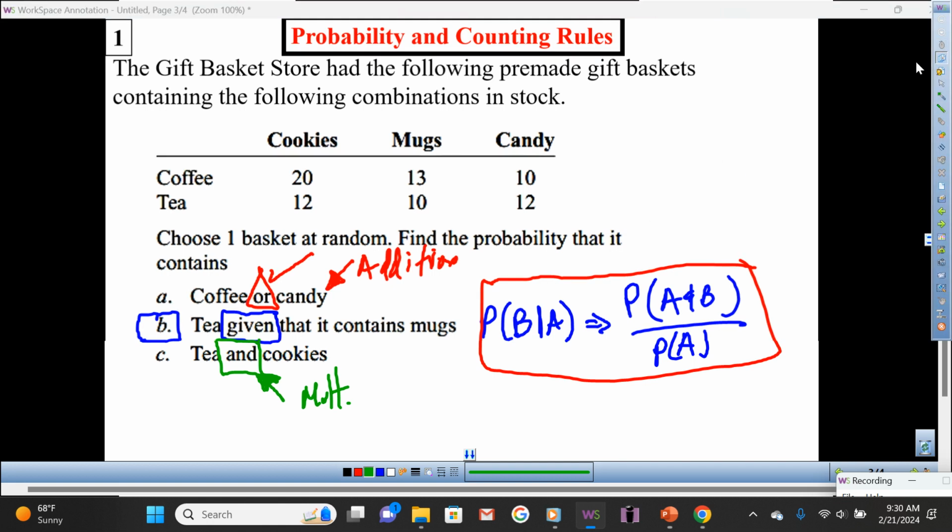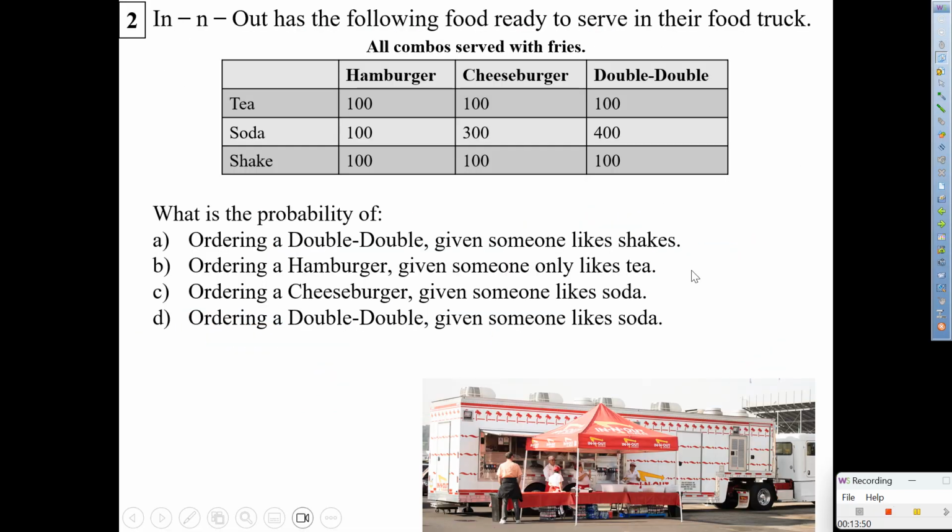Okay. So with that said, let's go to this one. Example 2, right on your paper. It reads, In-N-Out has the following food ready to serve in their food truck. We should order it here for our campus, right? So yeah, In-N-Out has those trucks that they come out to you, and they already have everything packed up and ready to cook there. But they make a table to make sure they have all the different combinations. So here's the table right here.